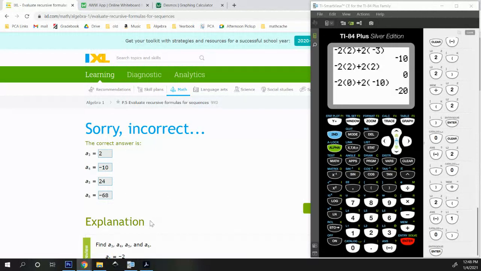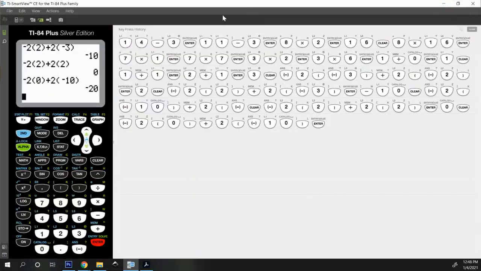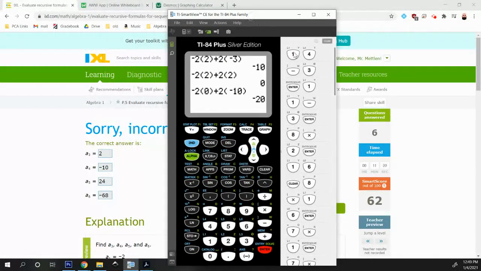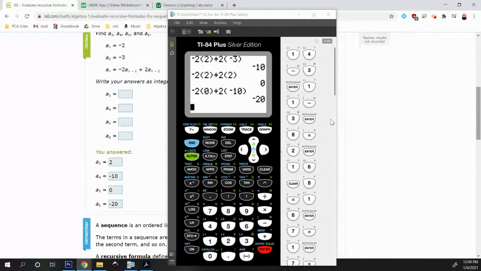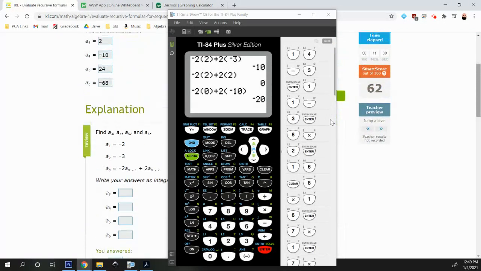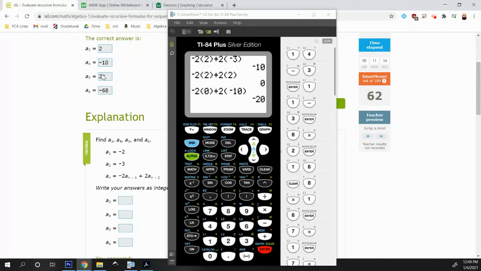Okay, so it says something went wrong. So what could have possibly gone wrong in all that wonderful work? All that lovely work I just did. If you get something wrong, there's an explanation. You have to scroll down. You can see it says the correct answer is 2, -10, 24, -20. So I got this one wrong, which then threw the other ones off.